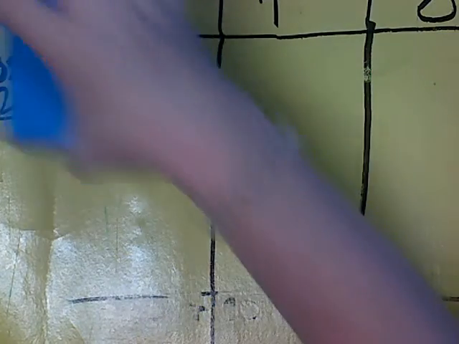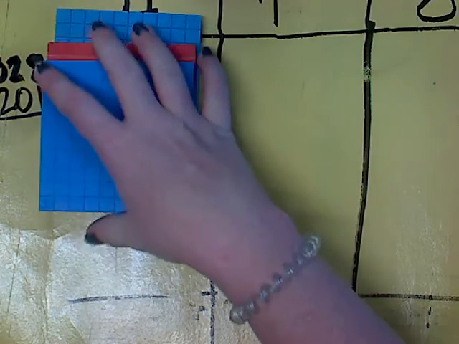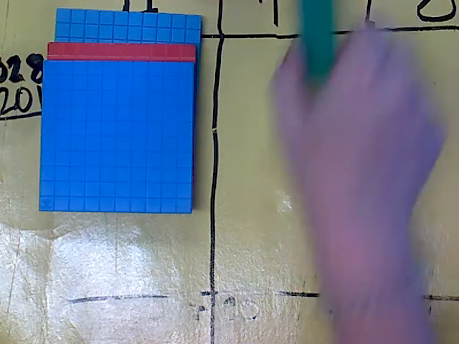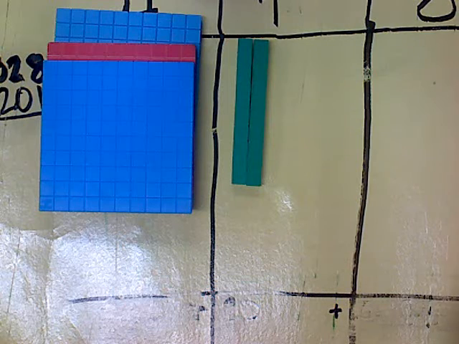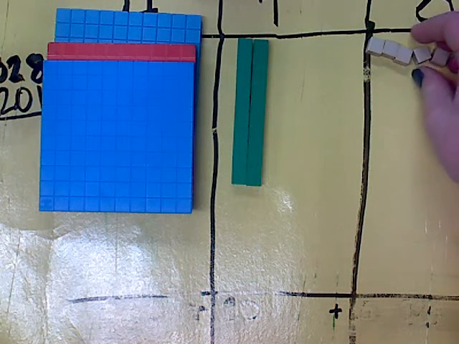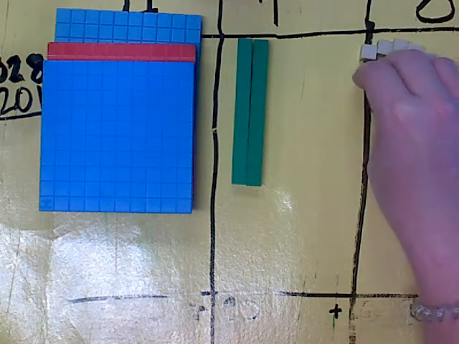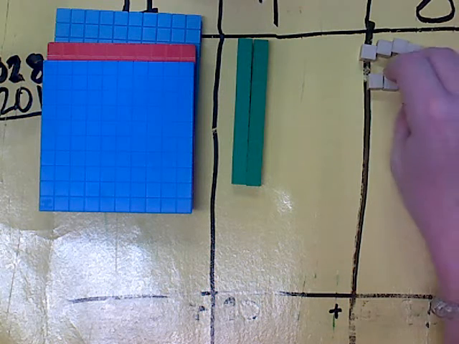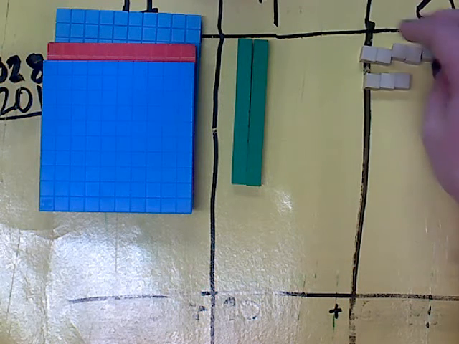So here is our 300s. Then I have 2 tens and 8 ones. Again, remember to use that invisible 10 frame so that we can easily see how many tens and ones we have.